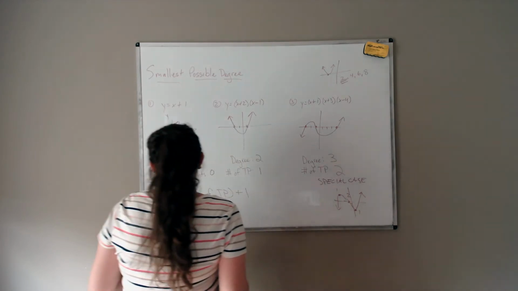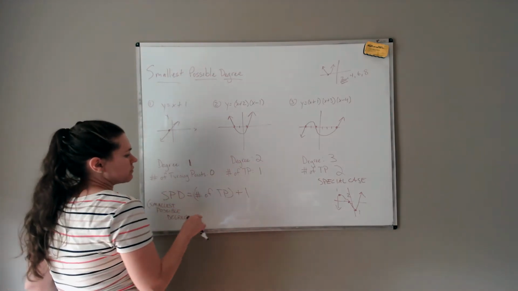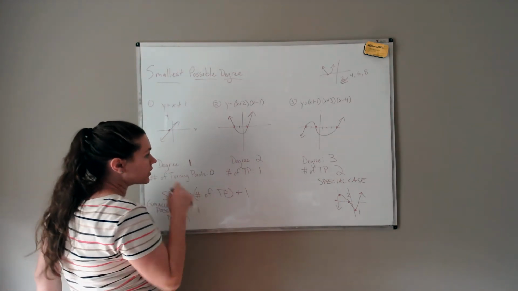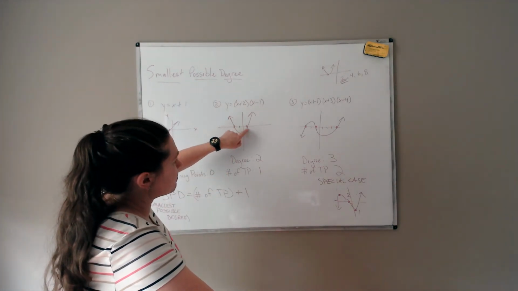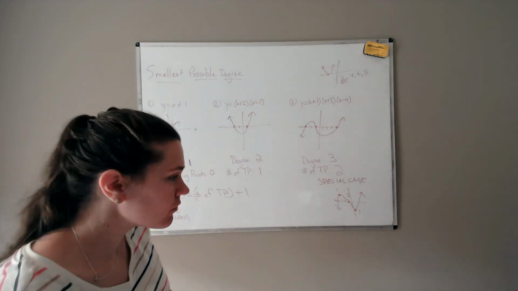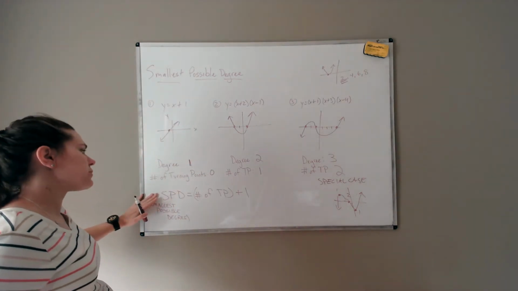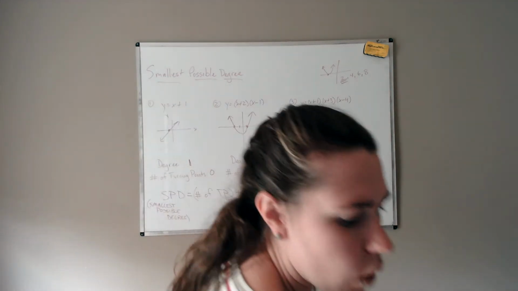Okay? So the smallest possible degree of a polynomial function is going to be the number of turning points plus 1. Because if you have 1 turning point, that means you must have come back up and hit another, which means you now have 2. Okay? So know that to find the smallest possible degree, you have to get the number of turning points and then add 1.